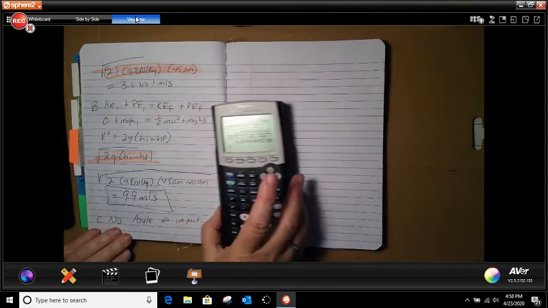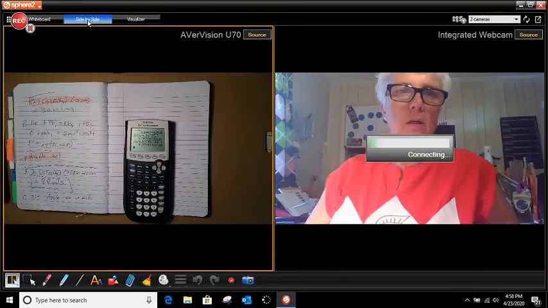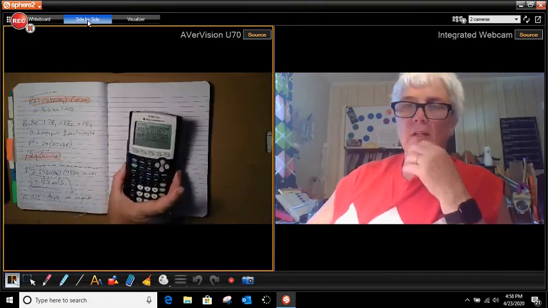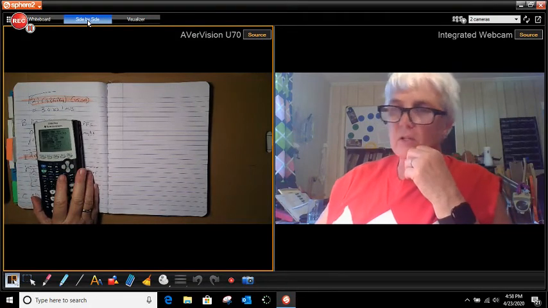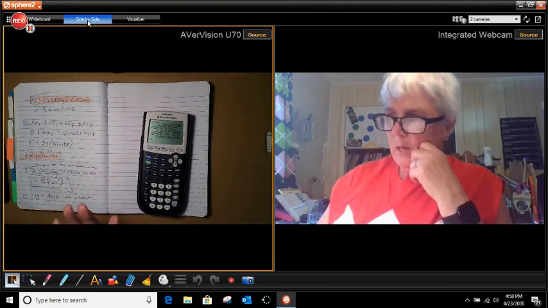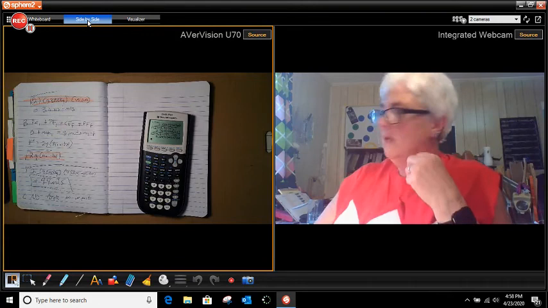And then C says, does the angle of the hill affect your answer? And that is no, the angle has no impact at all. If the angle had an impact, then we would have to do a sine or a cosine based on that angle. We would also have to change our mode in our calculator to degrees. But since it doesn't affect it, based on the numbers that we have here, we can just keep it the same.